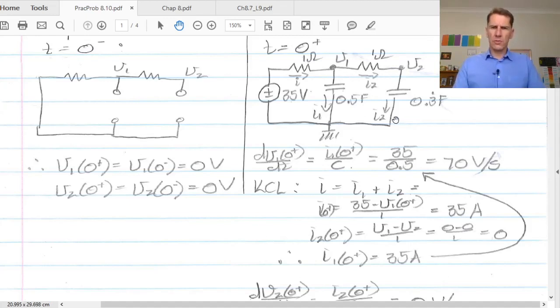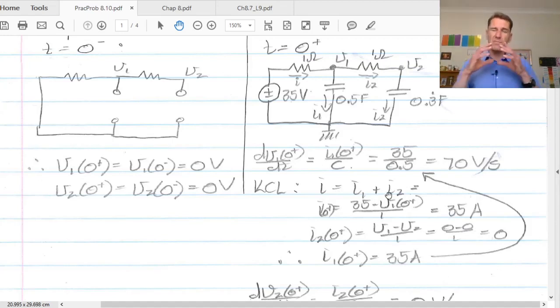I2 at 0 plus, what's the initial voltage there? It's the same current flowing through that resistor. So again, Ohm's law, the current is flowing left to right, so it's V1 minus V2 over the 1, which we know is 0 minus 0, and that gives me another 0 amps. So now we've got I0, we've got I2, and now we can calculate I1 at 0 plus, which is going to be just 35, because I needs to be I1, since we know I2 is 0, so we know I1 has to be 35 as well.